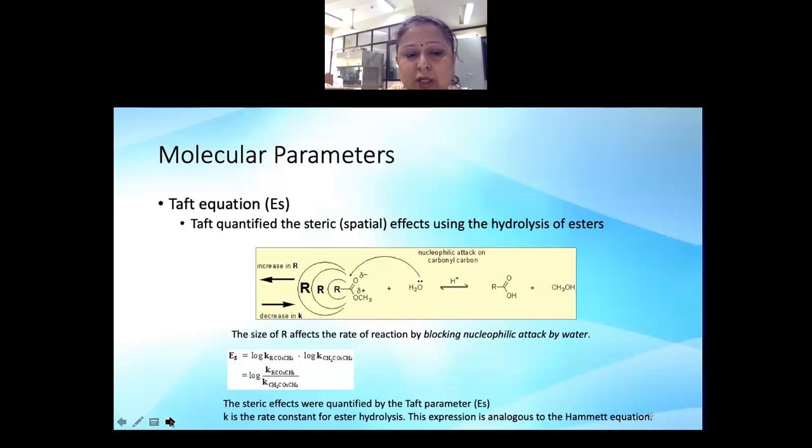Now comes the Taft equation and what we call Es, the Taft parameter, which quantified steric effects using the hydrolysis of esters. So these steric effects were quantified by the Taft parameter. It is a rate constant for ester hydrolysis, and the Taft parameter Es is also considered in QSAR model development.